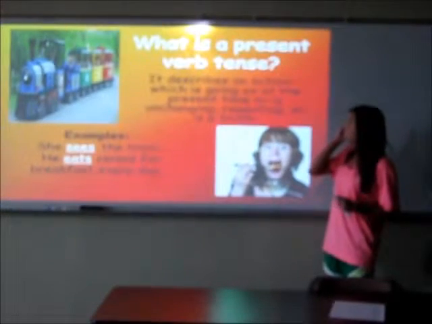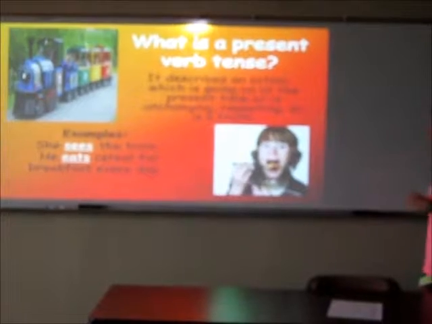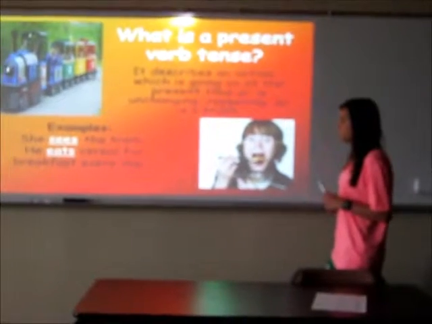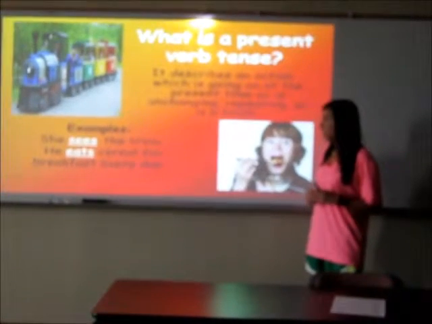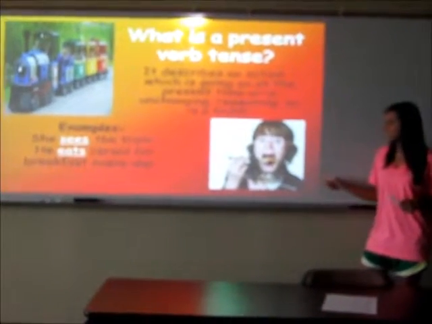And as you see, the present verb tense describes an action which is going on at the present time, or is unchanging, repeating, or is a truth. Examples are: she sees the train, which at the corner up there I have a picture, and he eats cereal for breakfast every day.